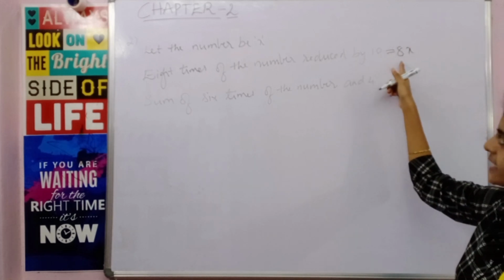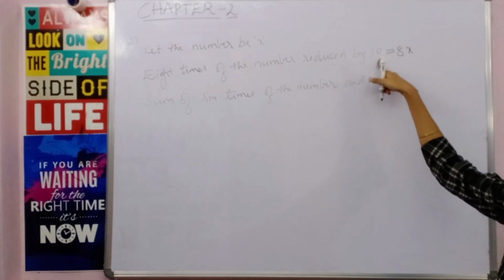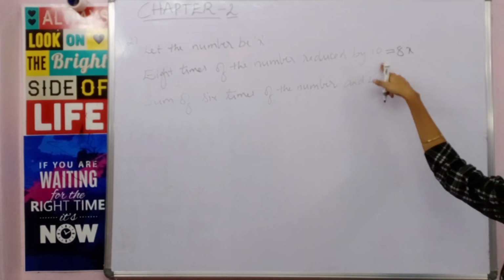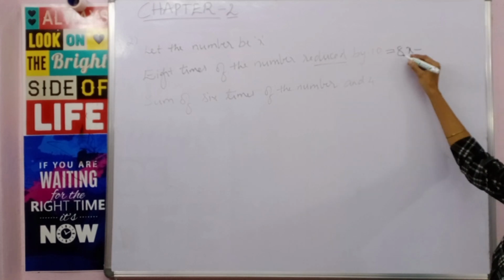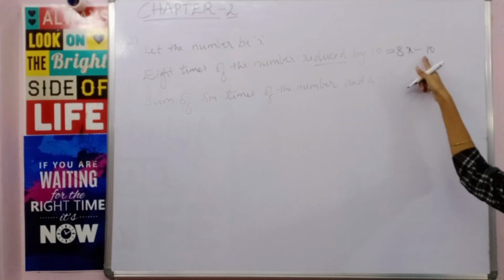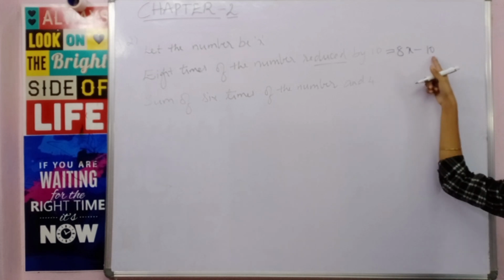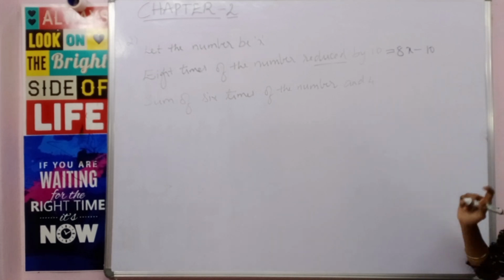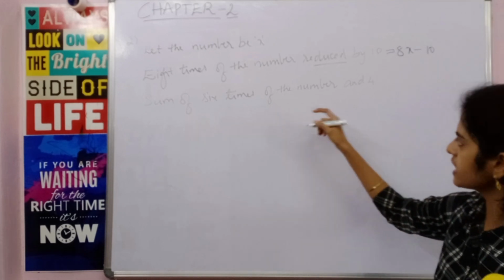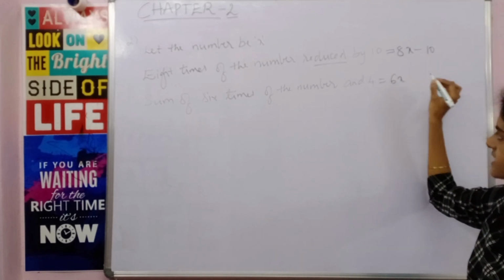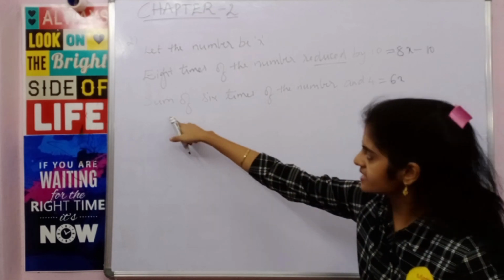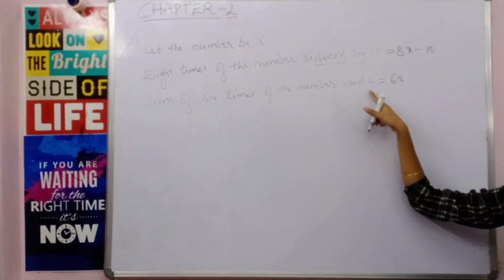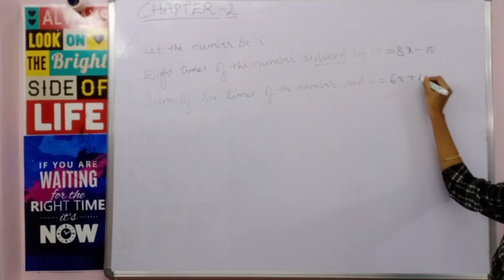Okay, now 8 times of the number is reduced by 10. Reducing by 10 means it is subtraction. Reduced means subtraction. Okay, so out of 8x you will remove 10. It is reduced by 10, that means you are subtracting 10 from 8x. Now what is 6 times of the number? 6 times of the number is 6x. Okay, now you are adding. Now what is sum of 6 times of the number and 4? So it is 6x plus 4.